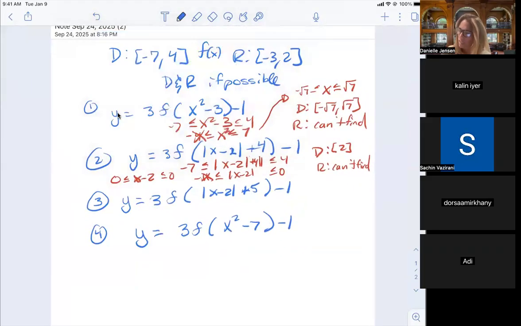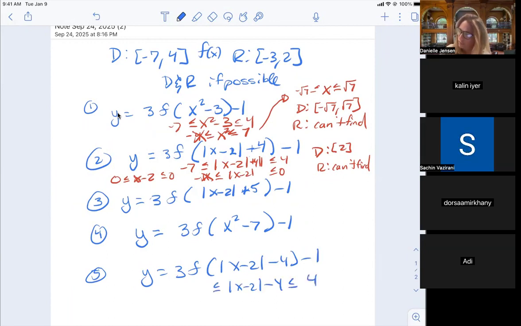Okay, sorry, I meant to do that one, but let's do the other since I put it up there. If it had been, I'll just call it number 5, 3f of x minus 2 minus 4 minus 1. If I subtract 4, which means I'm going to add 4 to each, what do I get on both sides?